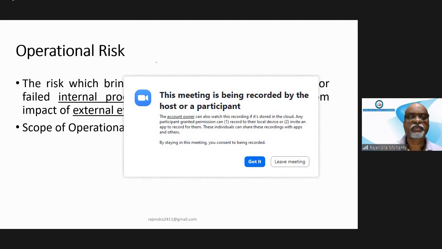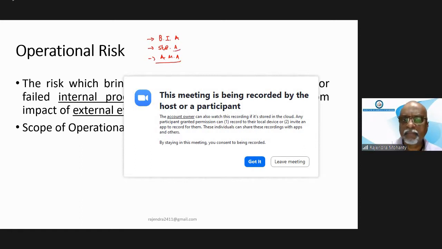Okay. For this purpose, there are three methods or approaches under operational risk. First approach is basic indicator approach. Second approach is standardized approach. The third approach is called advanced measurement approach. Earlier I have told you all these three things.